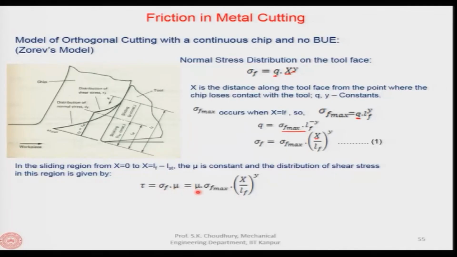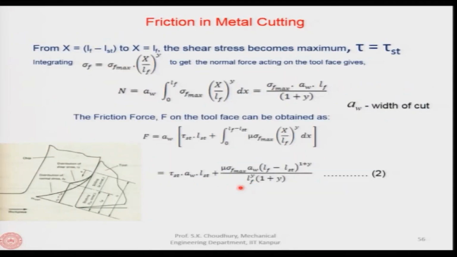Now, the mu here and the sigma f, we are putting this value through the sigma f maximum, and it becomes this. Now, in the other length, that is x equal to LF minus LST, I have repeated this figure here. So, from this point, that is LF minus LST, up to LF, in this region what happens? The shear stress becomes maximum, as we said.